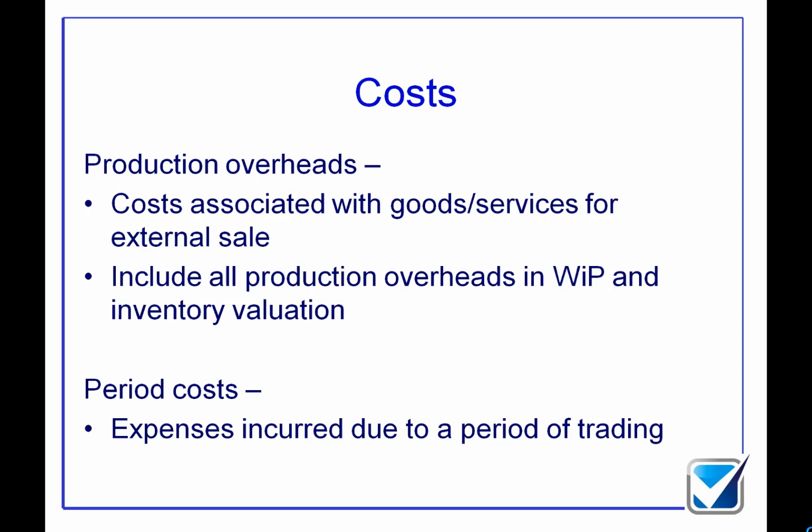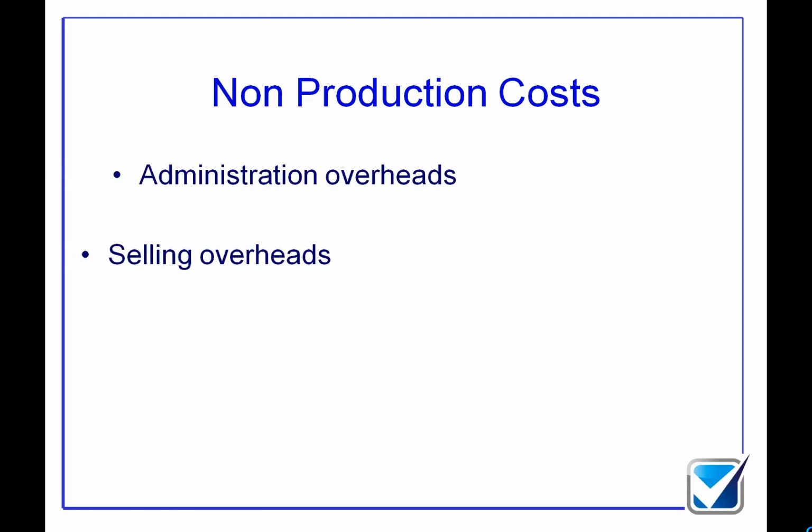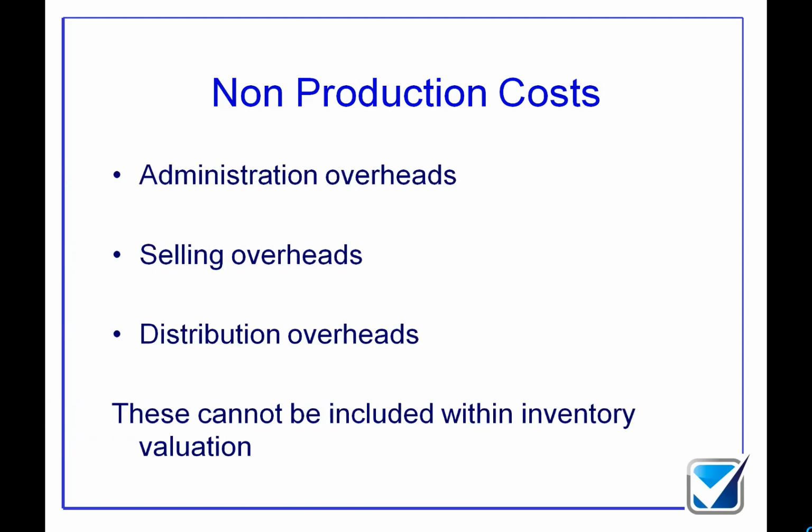Then we also have period costs. A period cost is an expense that you've incurred due to a period of trading. And then we also have non-production costs. Non-production costs are costs which have to be incurred to allow us to continue to trade, but they are not linked to anything to do with production.